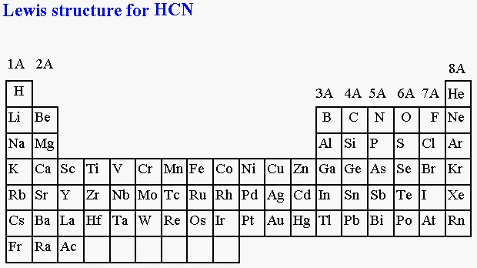The next molecule is HCN. Here's H, here's C, and here's N. Okay, hydrogen has 1 valence electron because it's in group 1A, carbon has 4 because it's in group 4A, and nitrogen has 5 because it's in group 5A.